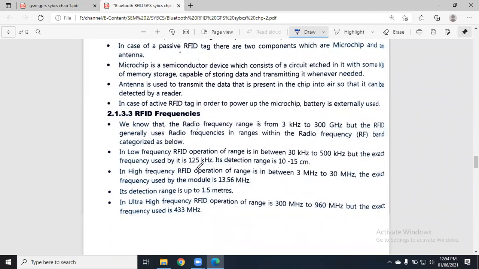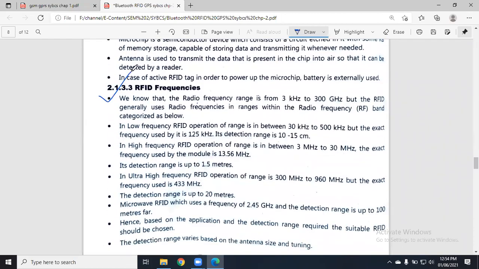Now, the important point of RFID: at which frequency does RFID work? We have seen that for Zigbee there is a particular frequency, and for Bluetooth there is a particular frequency. Now what about RFID? What is the frequency we can use for the RFID application? We know that the radio range is from 3 kilohertz to 300 gigahertz. The radio frequency range is standard worldwide. But RFID generally uses a range within the radio frequency.